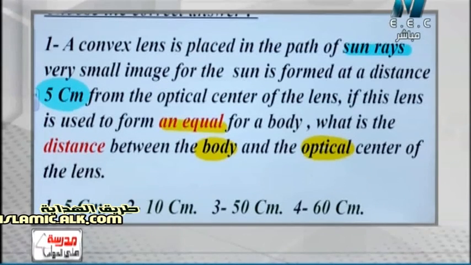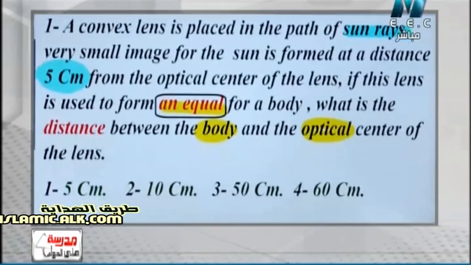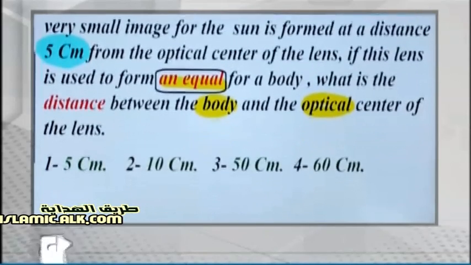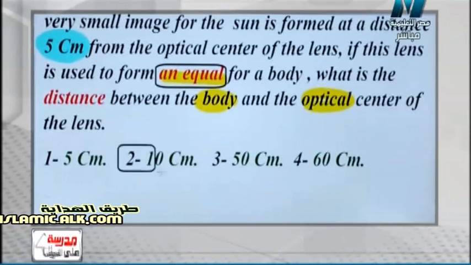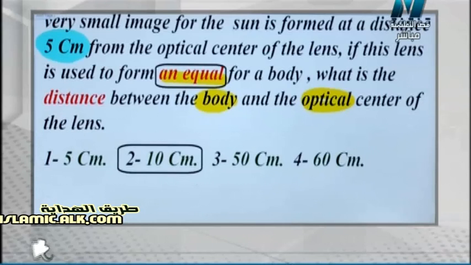So if we want to obtain an equal image, we have to stand the object at a distance equal to double the focal length, at the center of curvature. So we will choose answer number 2. So here I found the focal length equal 5 centimeters.